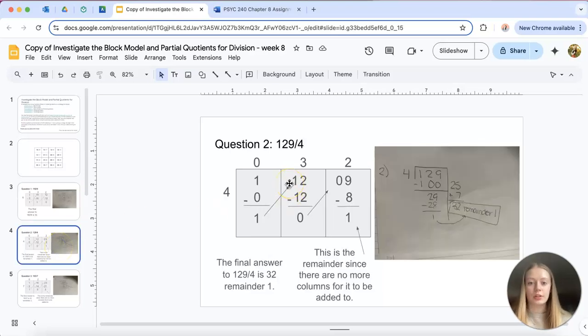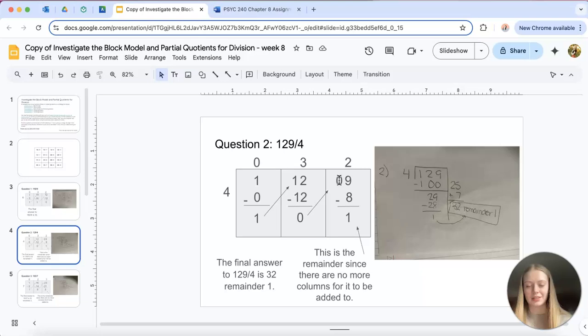For question 2, I took 129 divided by 4. So 4 goes into 1 0 times. 0 times 4 is 0. 1 minus 0 is 1. Bring over the 1, make the 2 a 12. 4 goes into 12 3 times. 3 times 4 is 12. It zeroes out. Bring the 0 over to the next column.